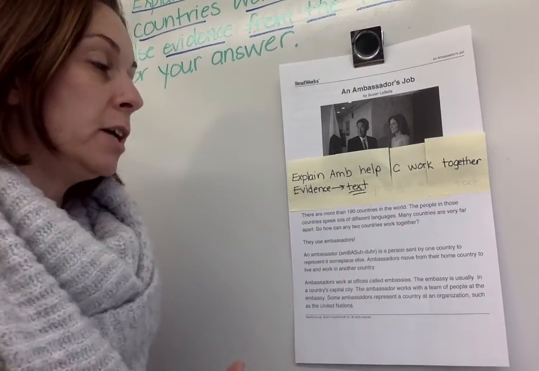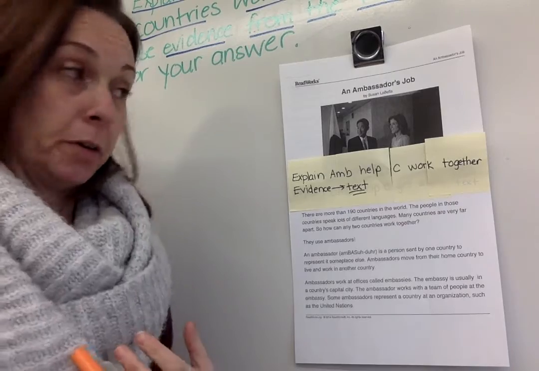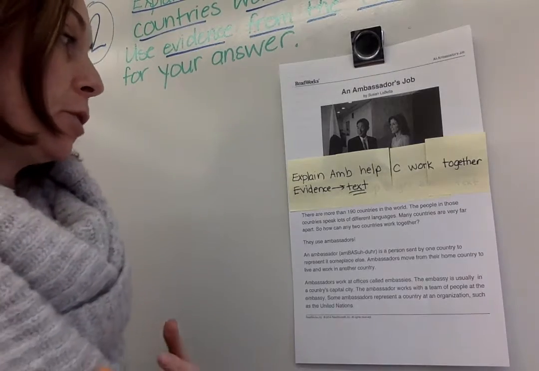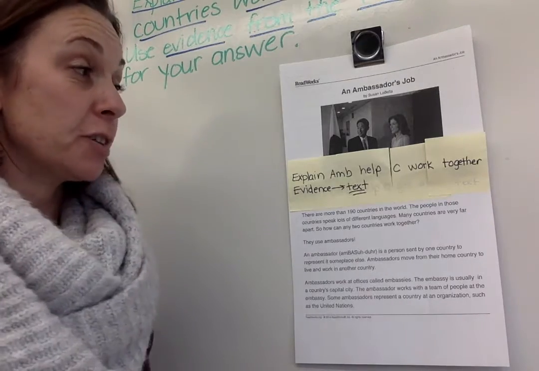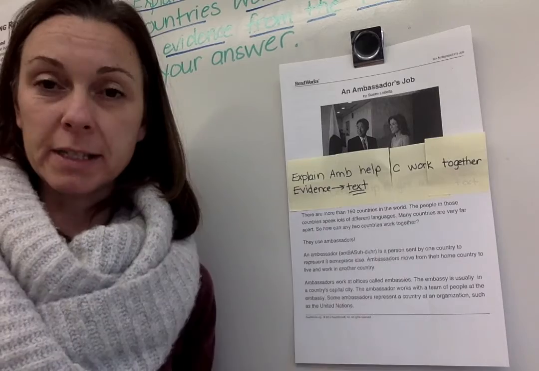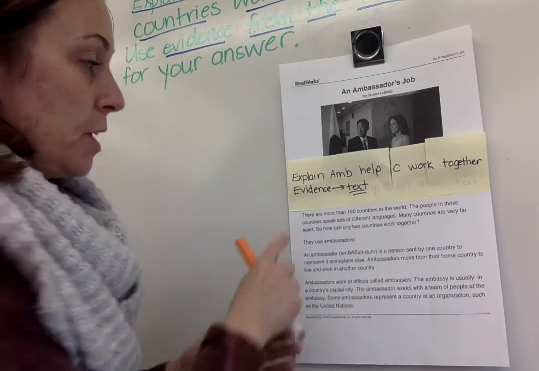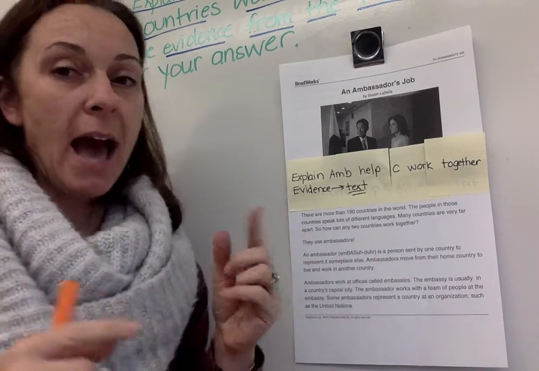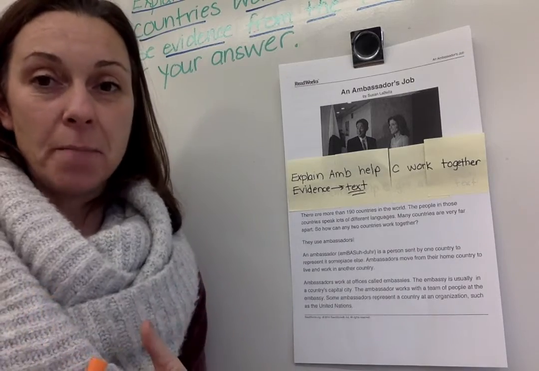There are more than 190 countries in the world. The people in those countries speak lots of different languages. Many countries are very far apart. So how can two countries work together? So this paragraph doesn't tell me how yet. It doesn't tell me how the ambassadors help.